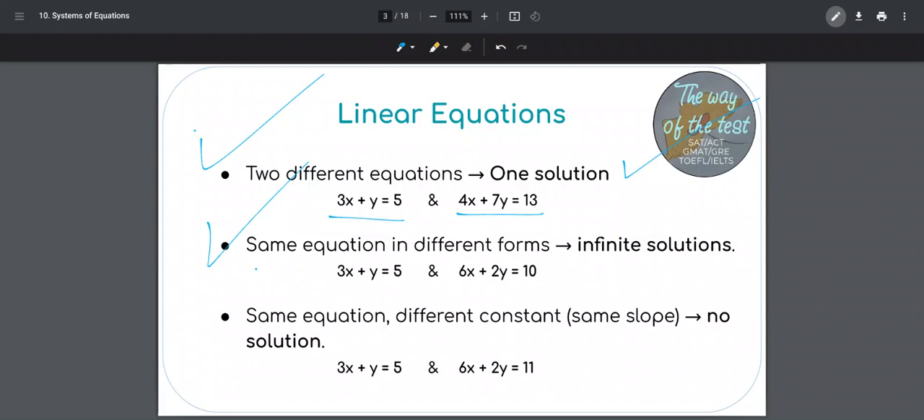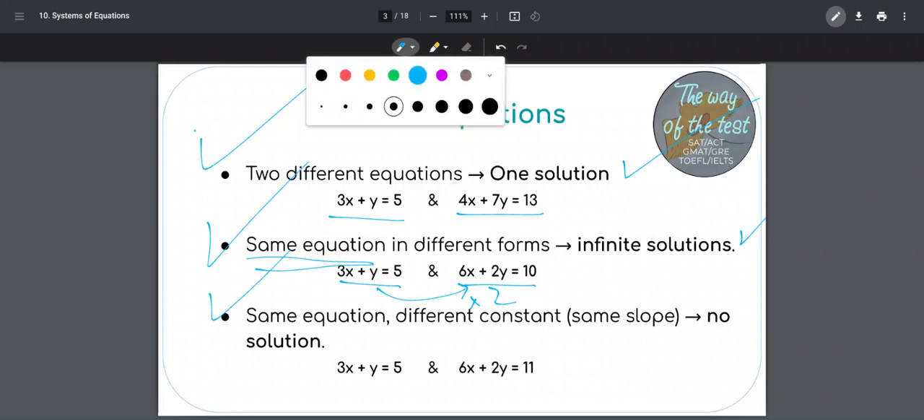When we have the same equation but in different forms, which means just by looking at them, they don't look the same. So I have 3x plus y equals 5, and then 6x plus 2y is equal to 10. But if you notice, this is pretty much the same times 2. So 3x times 2 is 6x, y times 2 is 2y, and 5 times 2 is 10, which means it's the same equation, just in different forms. I have infinite solutions.